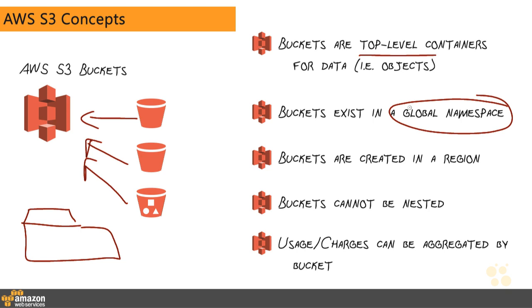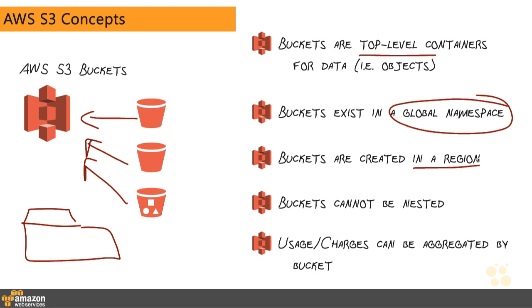Now, buckets are created inside of a region, and recall from our infrastructure nuggets that a region is really just a collection of availability zones. So you have to indicate if you want your buckets to be created in the US West or the US East or Tokyo, whatever the case might be. You've got to make sure that you choose a region for your buckets.